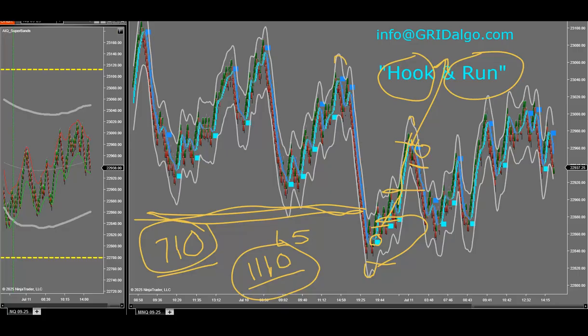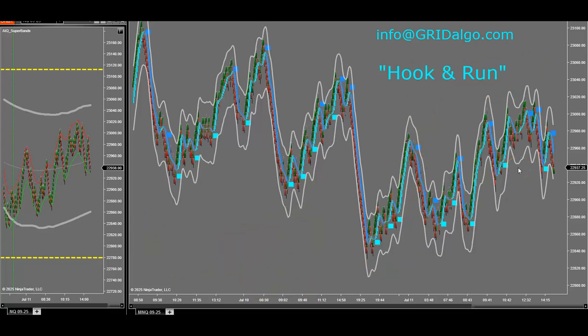Get in, get your hits, neutralize the target, get home. That to me is the smartest way to trade pop accounts. Just daily consistency, hyper consistency. Okay, so that kind of covers that. Now let's get back into hook and run signals.